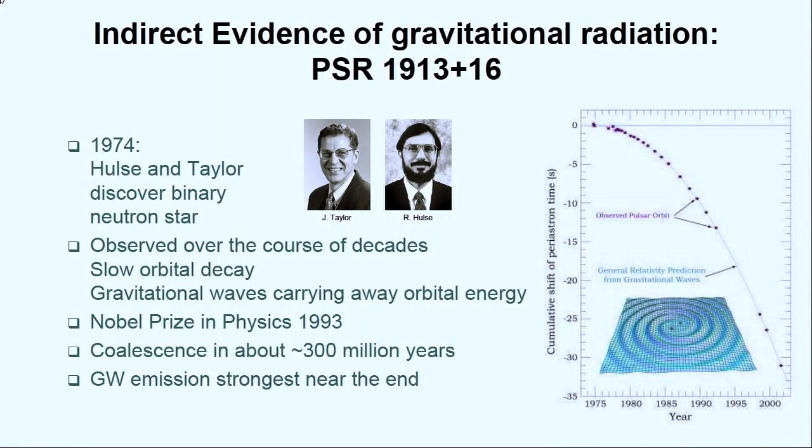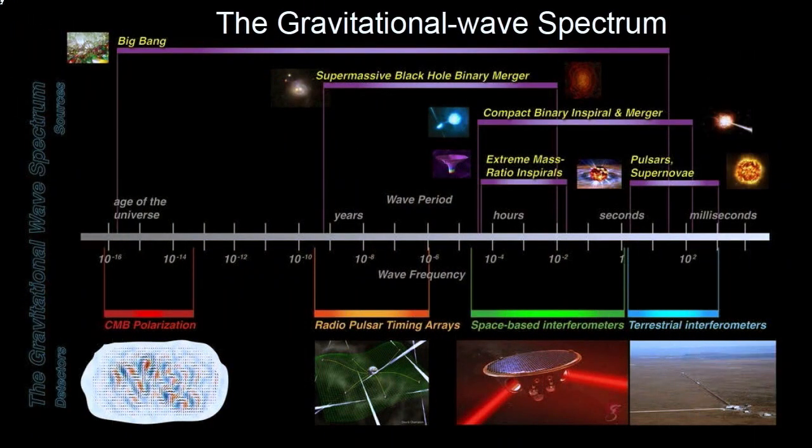This is too weak a source for us. First of all, it's very slow. It's like an 8-hour period. And the other thing, it still takes about 300 million years before that actually coalesces. What we are actually looking for is the endpoint of the entire process. So we know these sources exist. We know they emit gravitational waves. And that agrees very well with theory.